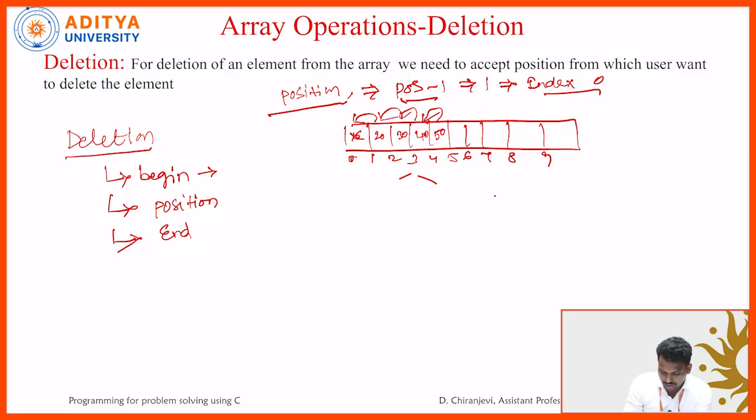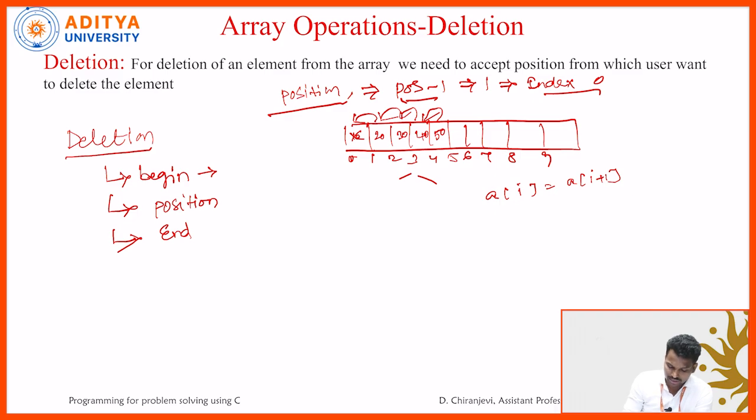So what does it mean? You can write it like this: a[i] is storing the a[i+1] value. It means a[0] is storing the a[1] value, a[1] is storing the a[2] value, and a[3] will store the a[4] value, right?